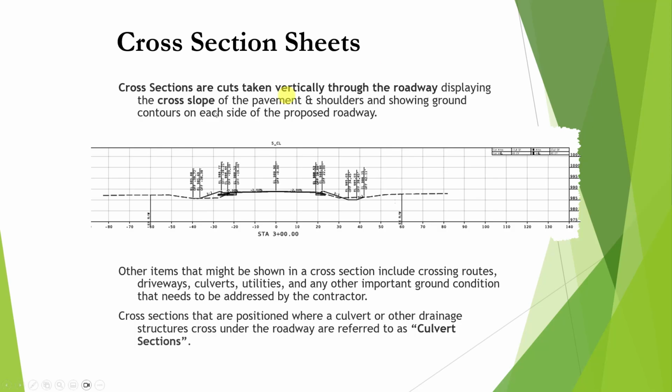Cross sections positioned where a culvert or other drainage structures cross under the roadway are referred to as culvert sections. Now, another thing that's important about these cross sections is knowing where that right-of-way is. Okay, so you can see existing right-of-way here and here. So what the designer is trying to do is make sure that where we put our roadway in and where we use our in condition, it does not go outside our right-of-way. We want to stay within that. So usually we'll label these on cross sections as well to see where that right-of-way is at, along with showing the pavement, the in conditions, whether it be a ditch or just a fill slope.